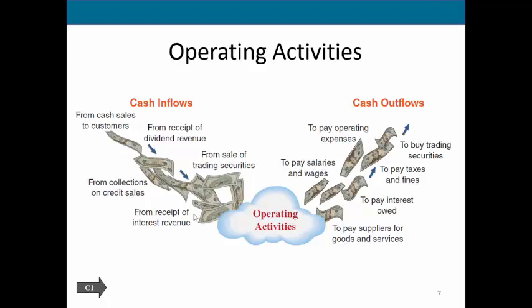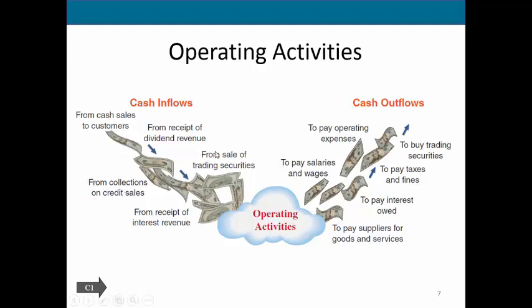So let's look. Cash inflows would be cash coming in from our sales with our customers. Making sales to our customers is one of the basic operations of a company, so it's part of our operating activities. Collections from credit sales, that's another typical operating activity.